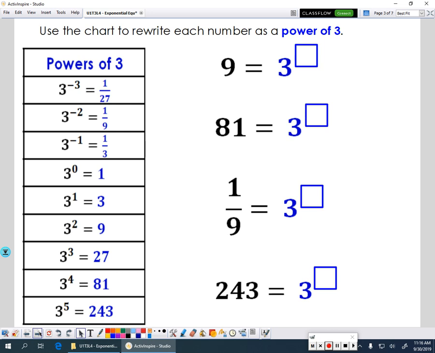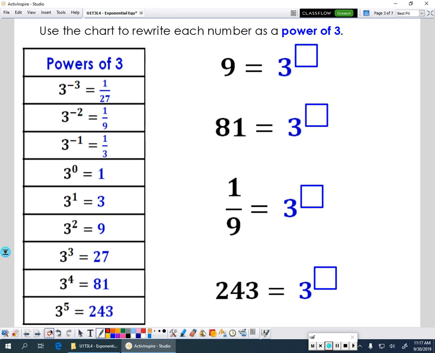Okay, so before when we did problems, the very first thing we had to do was check and make sure we had the same base. Today, we're not going to have the same base, so we have to figure out how we can convert a number into a different base. So in this situation, all of these numbers here on the left, we're going to try to convert to some power of 3, and we're going to use our chart to help us.